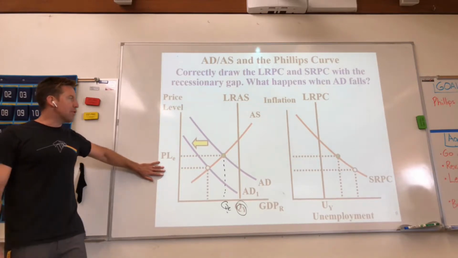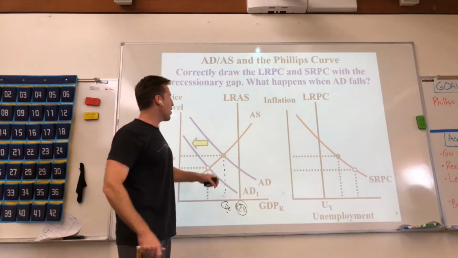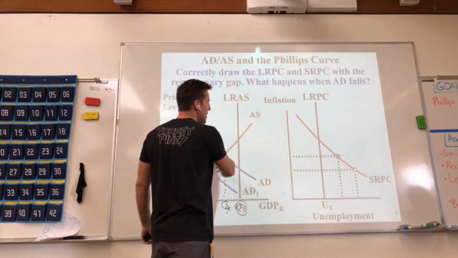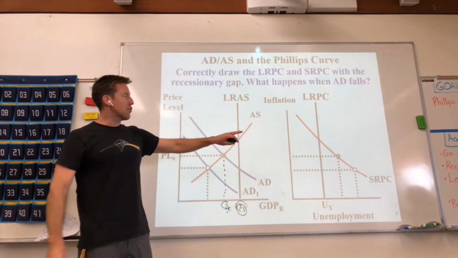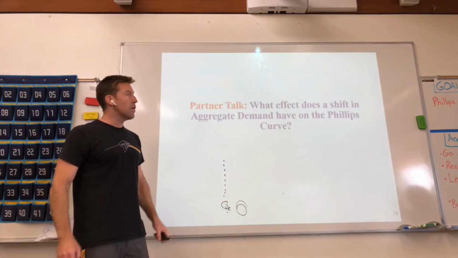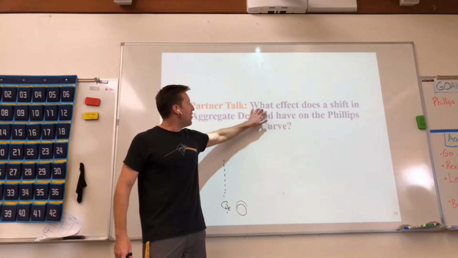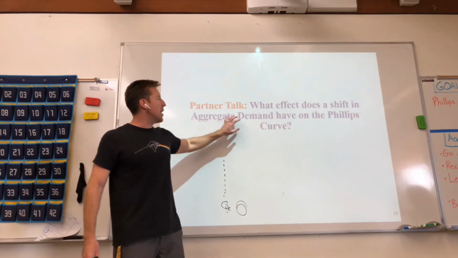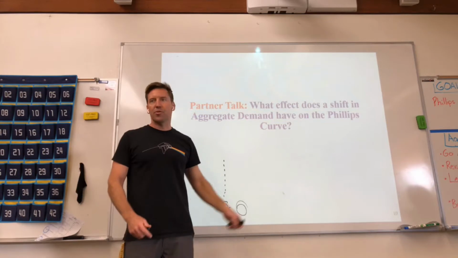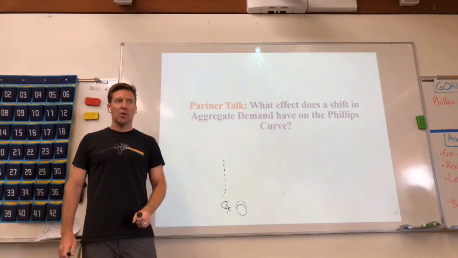Okay, so using what we've noticed, we've had aggregate demand shift to the right and to the left, and it has done something to the short run Phillips curve. With our neighbor, what effect does a shift in aggregate demand have on the Phillips curve? Talk amongst yourselves.